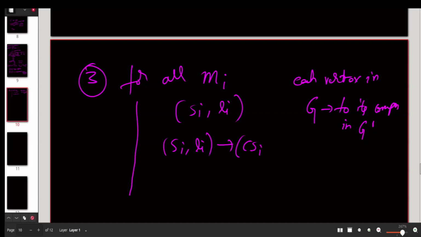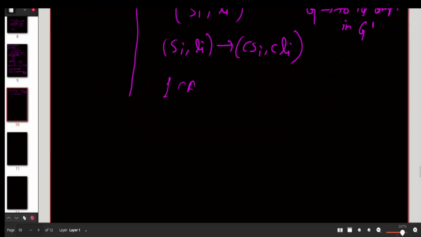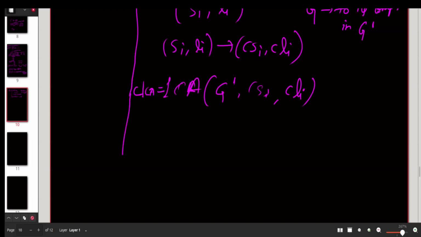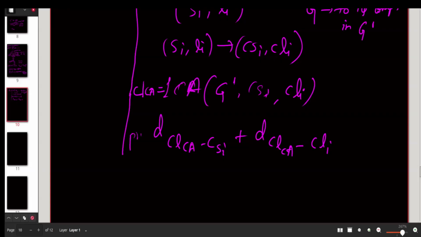So let's call it CSI and CLI. For SI and LI, find their components and then find the LCA between CSI and CLI in G prime. Let's say that LCI is CLCA. Now you have to find the depth from CLCA to CSI and add both. We will get the answer for the ith merchant. Just print this.